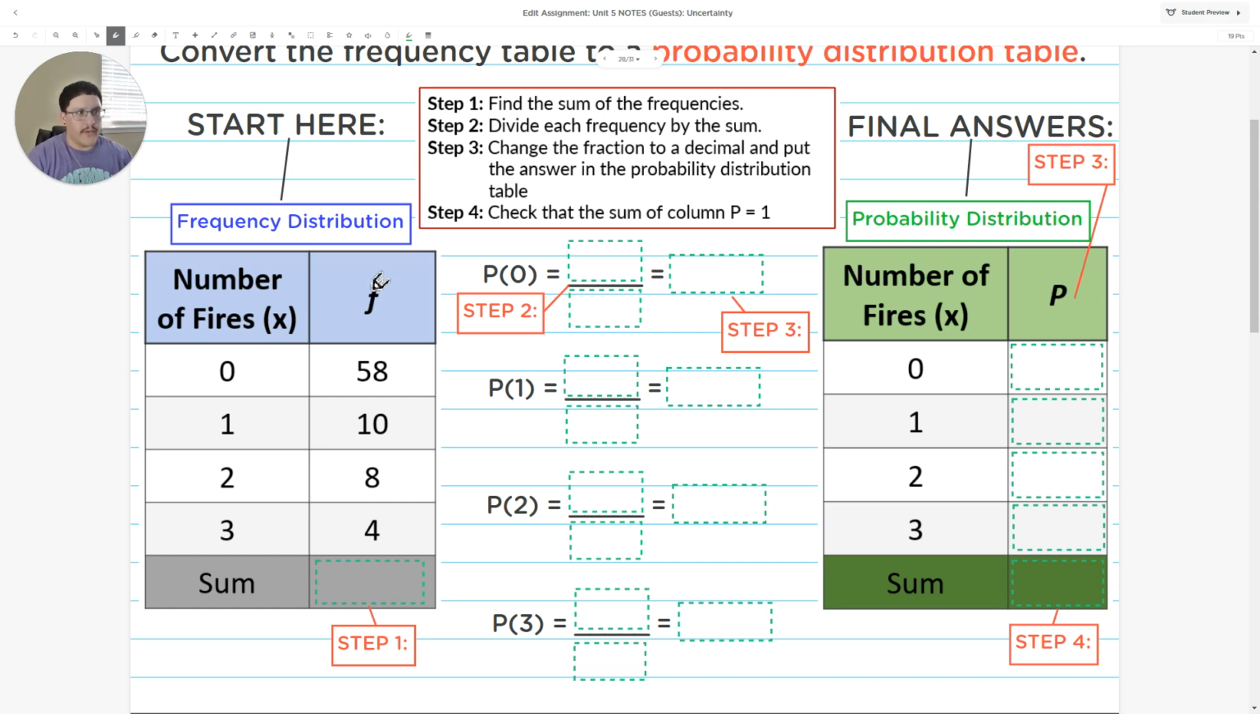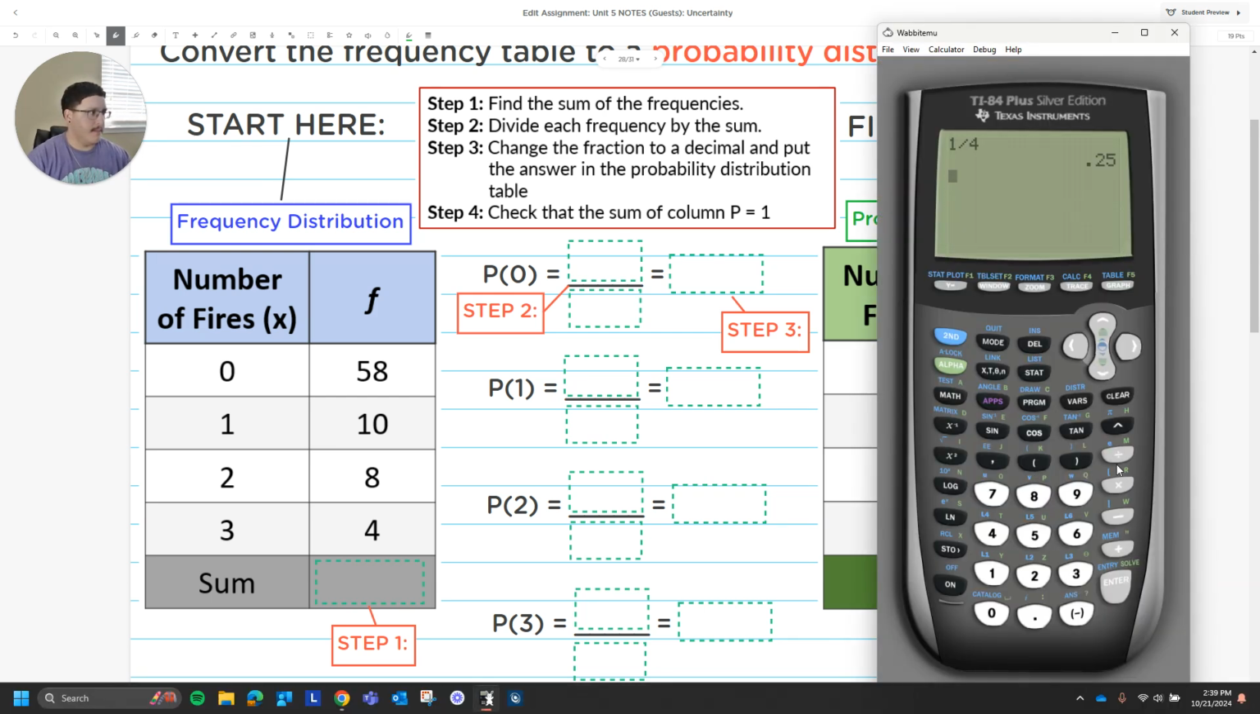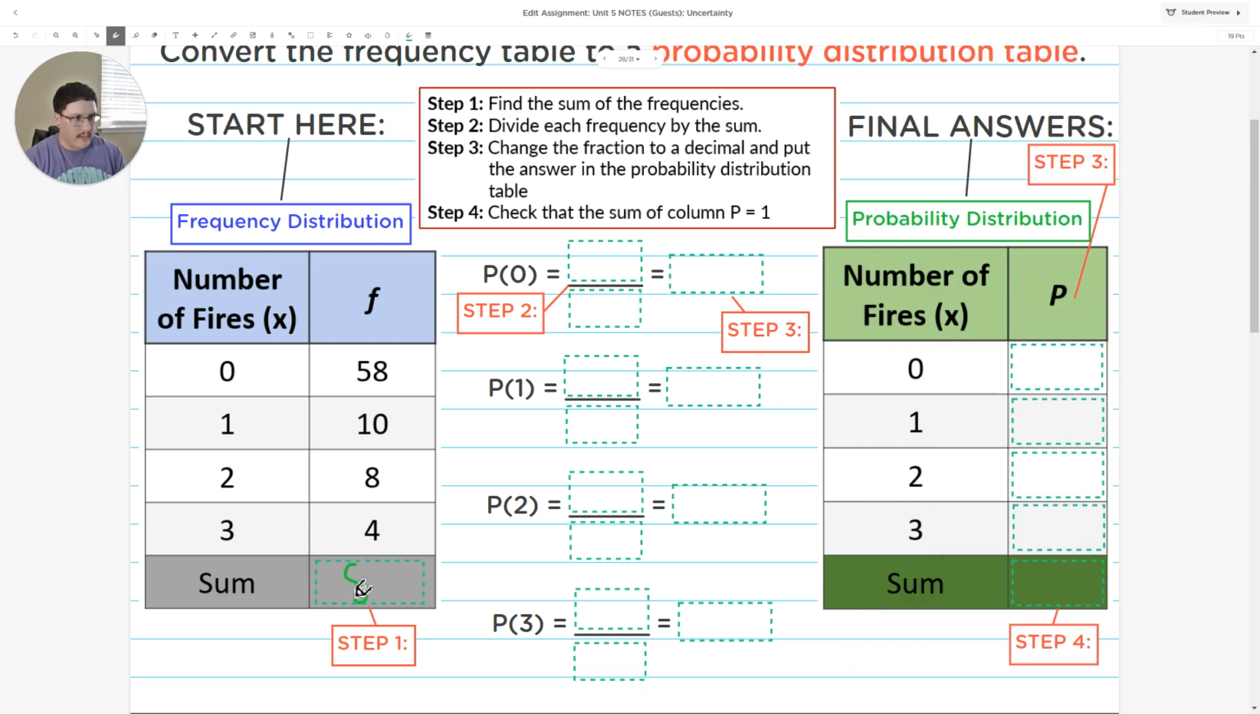So first off, what is the total frequency that we have in this table? We're going to add all those values up. 58 plus 10 plus 8 plus 4 is 80. We have a total of 80 in this problem. 80 days.